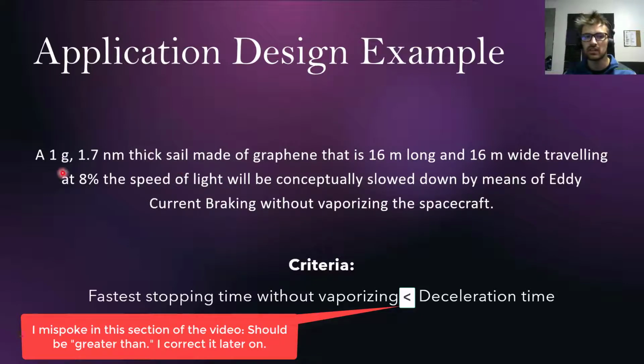So for this example, we're going to use a 1 gram, 1.7 nanometer thick sail made of graphene that's about 16 by 16 meters wide. It'll be traveling at 8% the speed of light, and it'll be slowed down by means of this eddy current braking method.